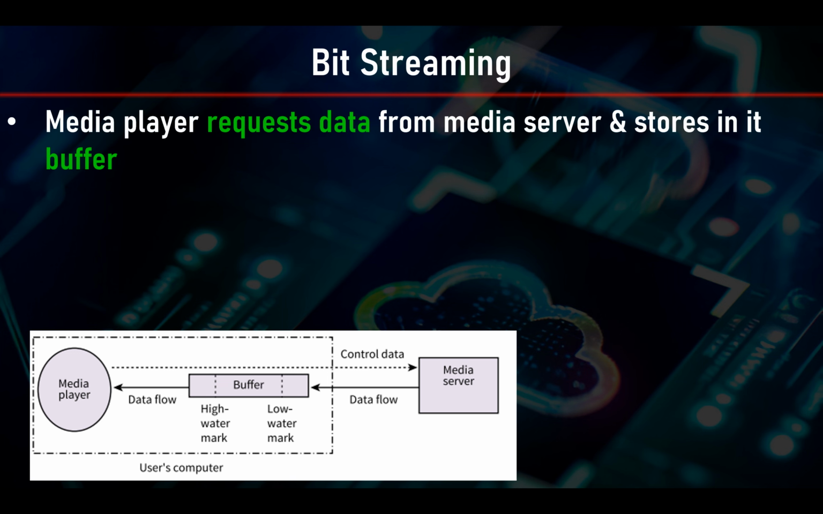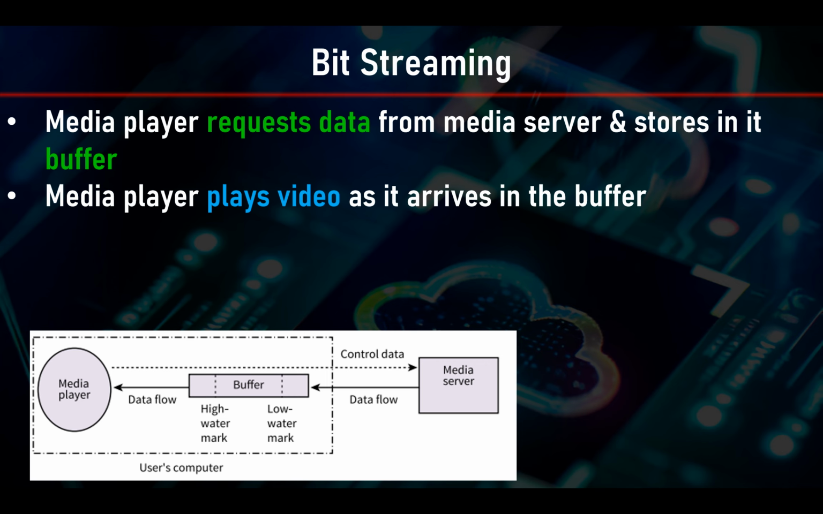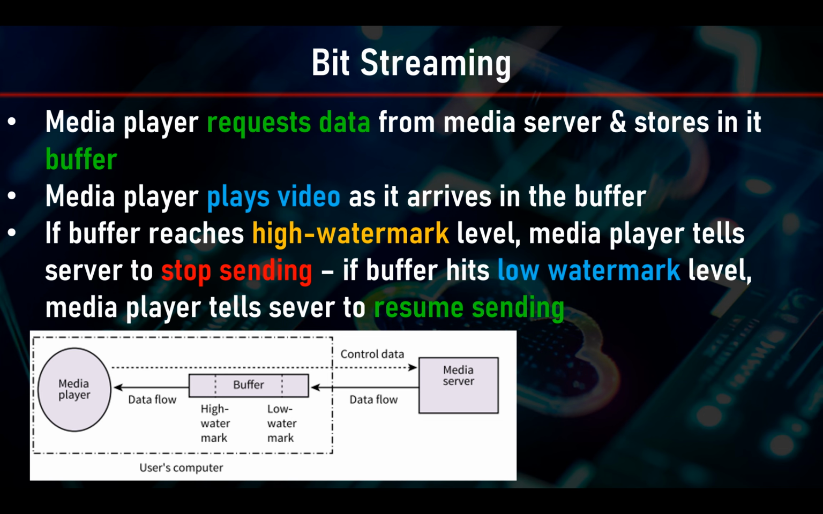So if we look at how bit streaming works, first the media player is going to request data from the media server and store it in the buffer. The media player then plays the video as it arrives in the buffer. If the buffer reaches the high watermark level, the media player tells the server to stop sending. If the buffer hits the low watermark level, the media player tells the server to resume sending.